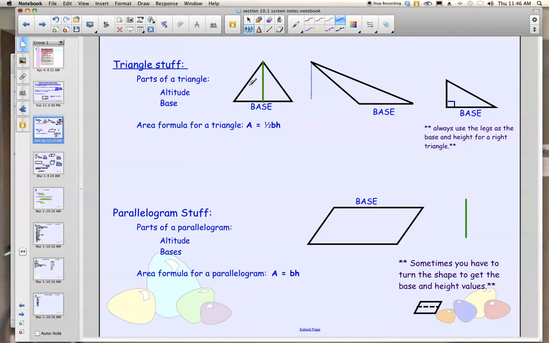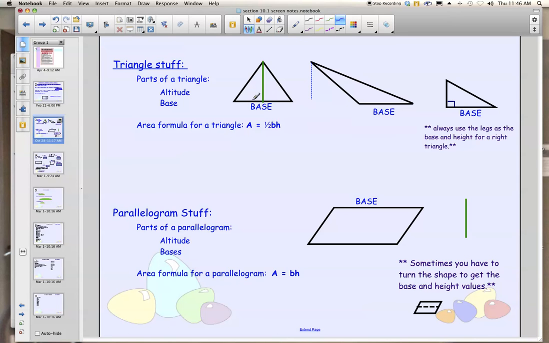For a triangle, it's a little bit different. First of all, the formula is 1/2 base times height, and that's because if you were to make a rectangle out of the triangle, the area covered by the triangle would be half of the area of the rectangle. So that's where the half comes from. The area of a triangle formula is 1/2 base times height.